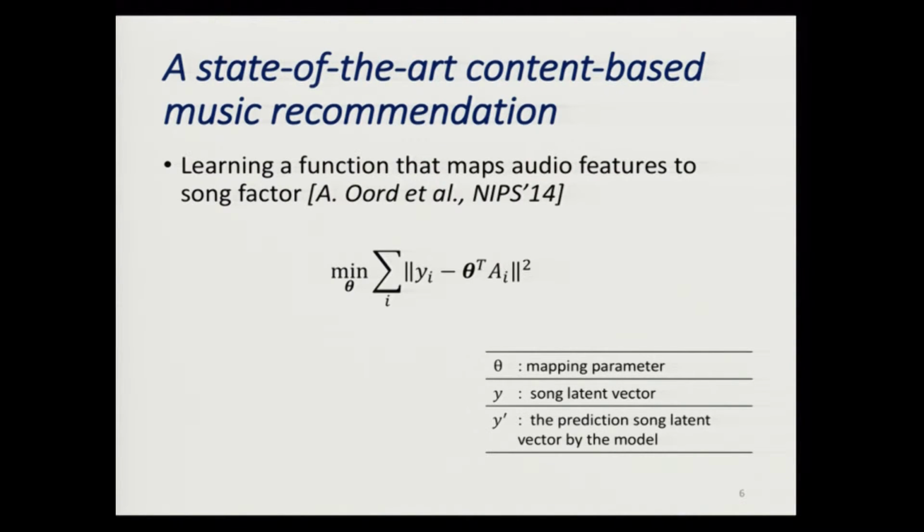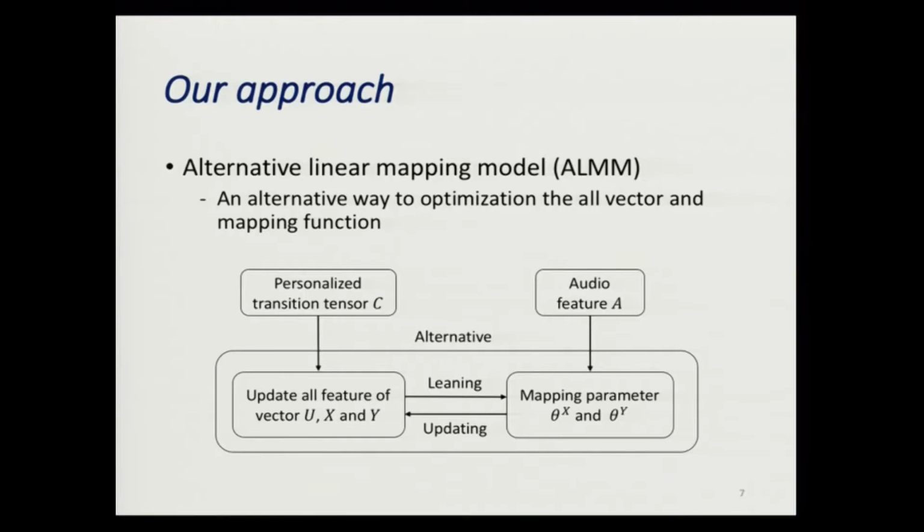But the problem of this model is that it lacks a connection between user and the content feature. This is because the user factor cannot learn anything from the content feature. So we believe that a joint training between this factor and the mapping function can remedy this problem. So our approach is to combine these two models to propose an alternative way to learn the user factor and the mapping function in content-based next song recommendation.